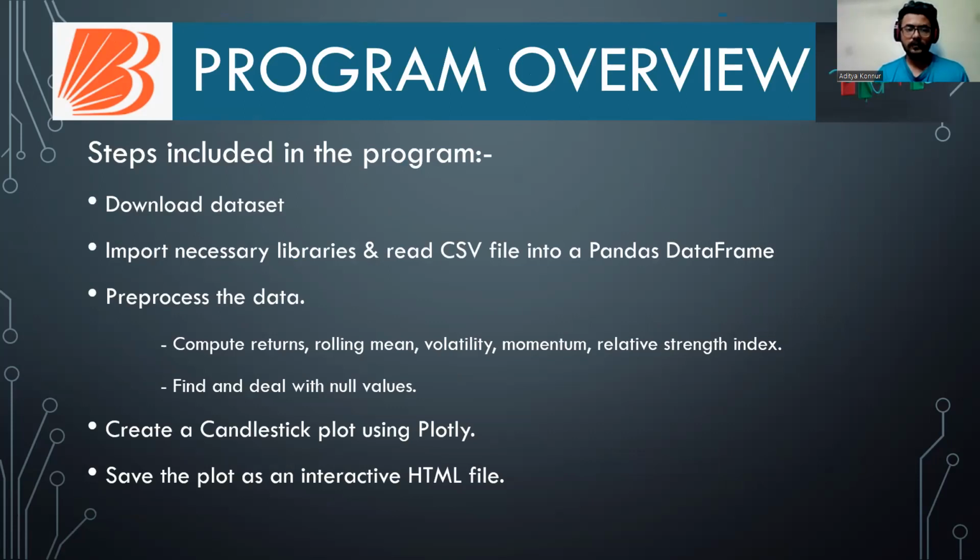Then the program overview. The program would contain the following steps: downloading the dataset, then importing necessary libraries and reading the CSV file into a pandas data frame. Then pre-process the data. The pre-processing includes computing the following columns: returns, rolling mean, volatility, momentum, relative strength index, and etc. Then find and deal with all the null values. Create a candlestick plot using Plotly.